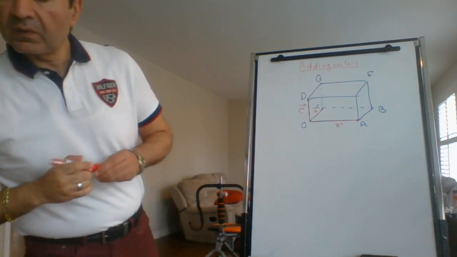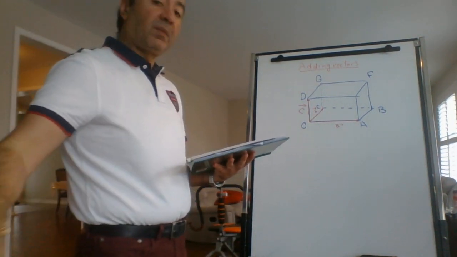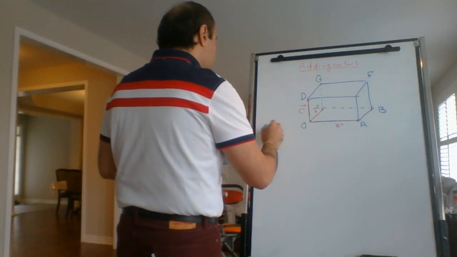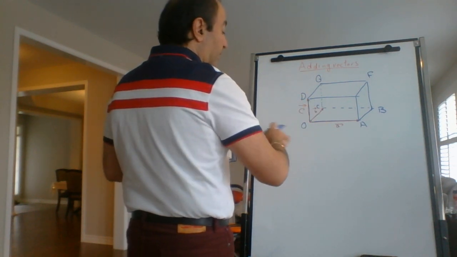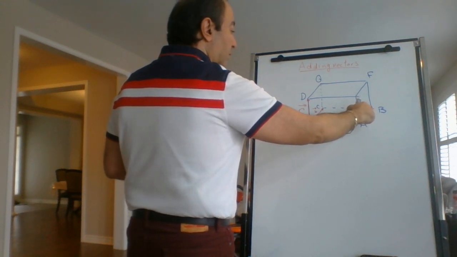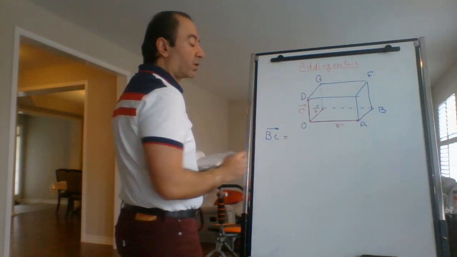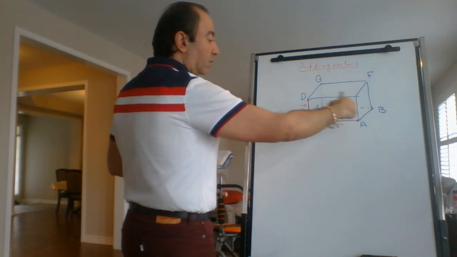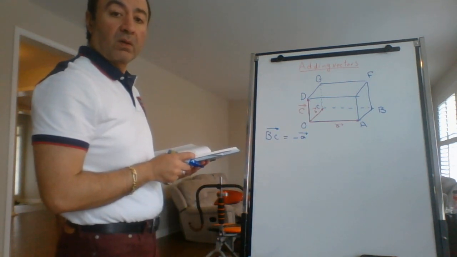We need to find, it says, express each of the following vectors in terms of A, B, and C. So I will write each vector with head and tail, like BC, as a sum or difference in terms of A, B, and C. Vector BC, this vector that goes from here, the tail is here and the head here, is the same as which vector? It is the same length as vector A and goes in the other direction, so it is the same as vector negative A.